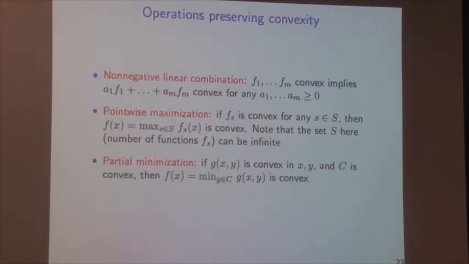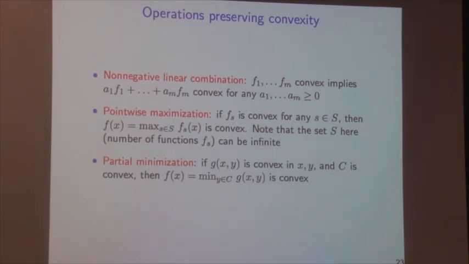Some operations preserving convexity. Here are 3. Any non-negative linear combination of functions is convex. Why do we have to have the weights being non-negative? It's because if we had these being negative, for example, then we could make one of these functions concave, right? If I took them all to be negative, for example, it will be concave if these are all convex.